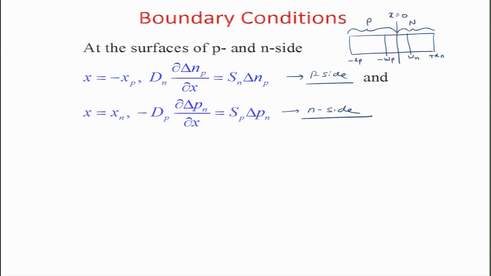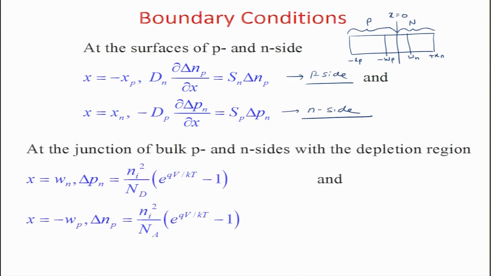And then we have the next condition, that is at the junction of the bulk P and N side with the depletion region, that is at x equal to Wn and minus Wp. So, at x equal to Wn, delta P_n is equal to n_i squared by N_d into exponential of qV by kT minus 1, and delta N_p is n_i squared by N_a into exponential of qV by kT minus 1. V is nothing but the applied voltage.